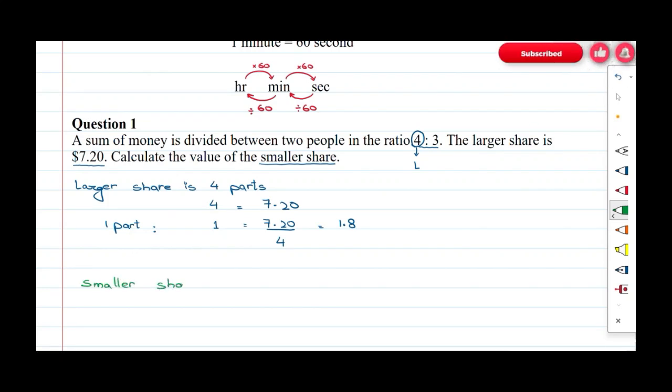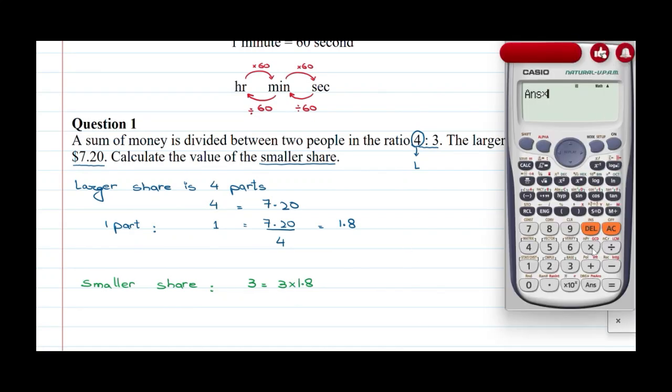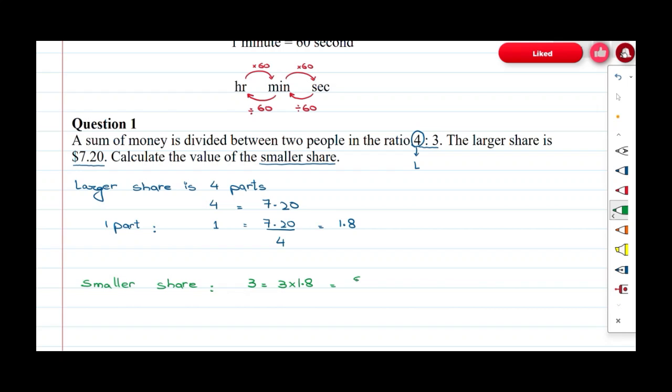Smaller share, that is equals to 3. If 1 is equivalent to 1.8, what is 3 equivalent to? 3 times 1.8. We will get the value of the smaller share. Times this by 3, that is equals to 5.4. So the smaller share is $5.40. All right. This is the ratio question, basically.